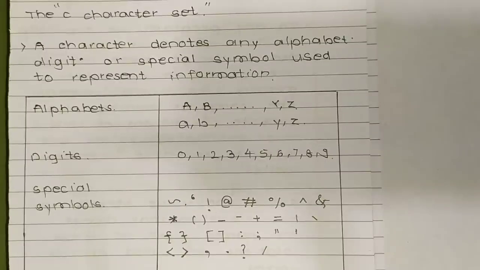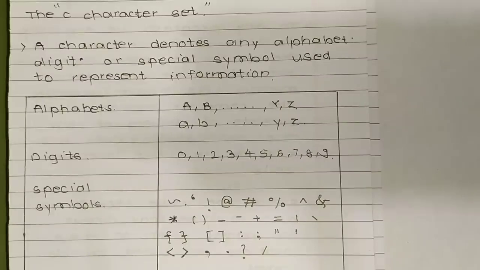First is alphabets. So capital A, B up to Y, Z. So these are the set of capital letters of English language. Now small a, b up to y, z. So these are small letters in English language. Digits from 0 to 9.